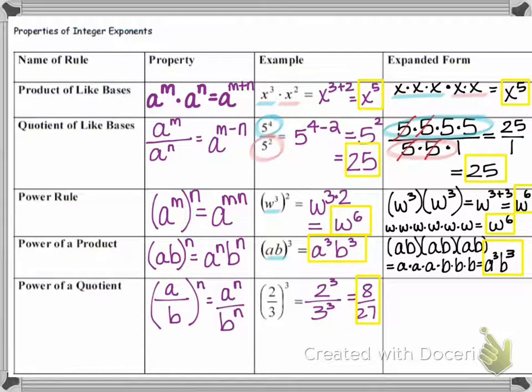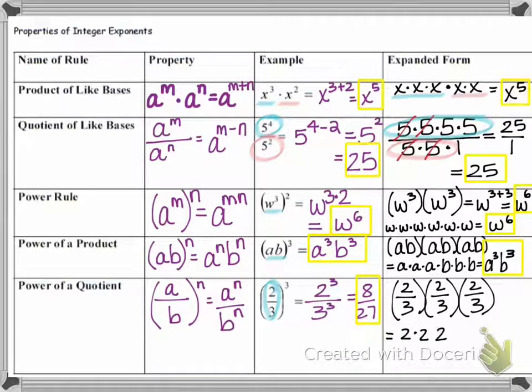8 over 27. I can also expand it. My base is 2/3. 2/3 cubed means 2/3 times 2/3 times 2/3. Now, I know that when I multiply fractions, I multiply the numerators together, 2 times 2 times 2, and I multiply the denominators together, 3 times 3 times 3, for a final answer of 8 over 27.